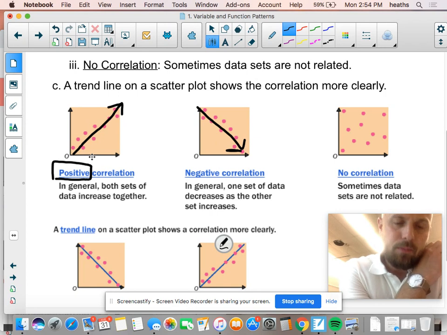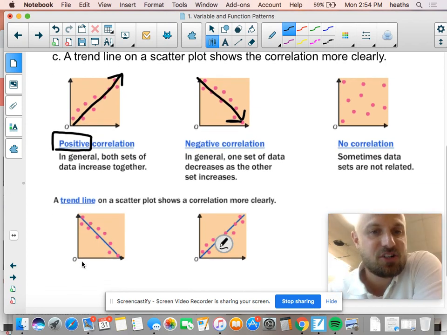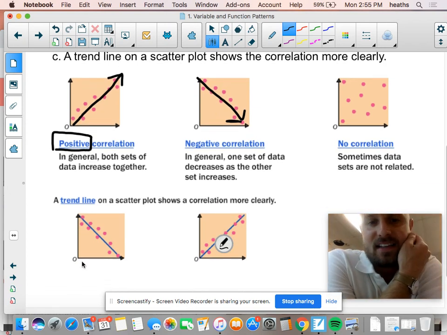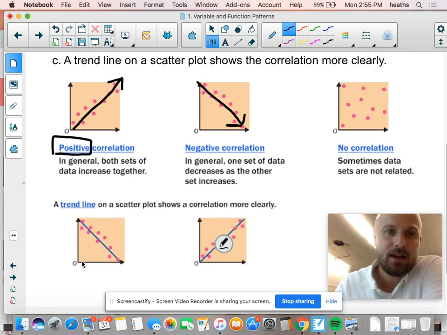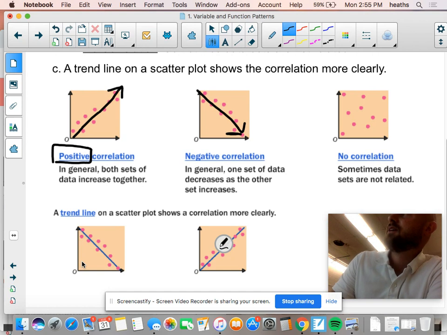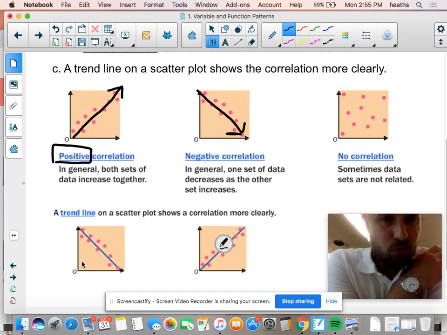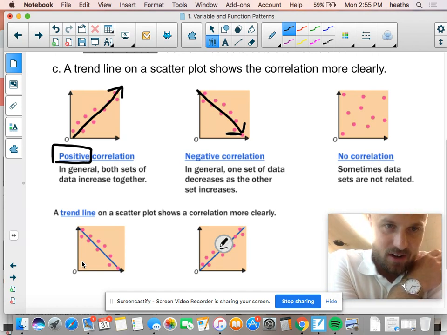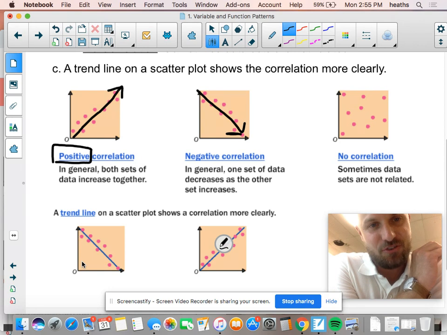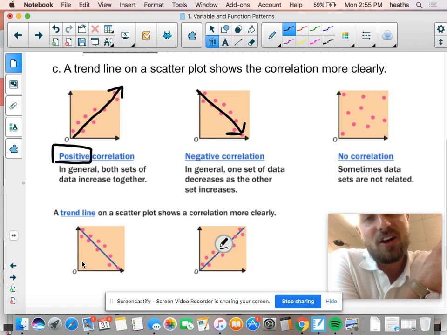Last little bit down here, a trend line on a scatter plot shows a correlation more clearly. As I drew above, look at positive correlation. See, all those dots are moving in a positive or upward trajectory there. That line that I drew, kind of showing the direction that data is moving, is called a trend line. You can actually draw a line showing what direction the data is going.